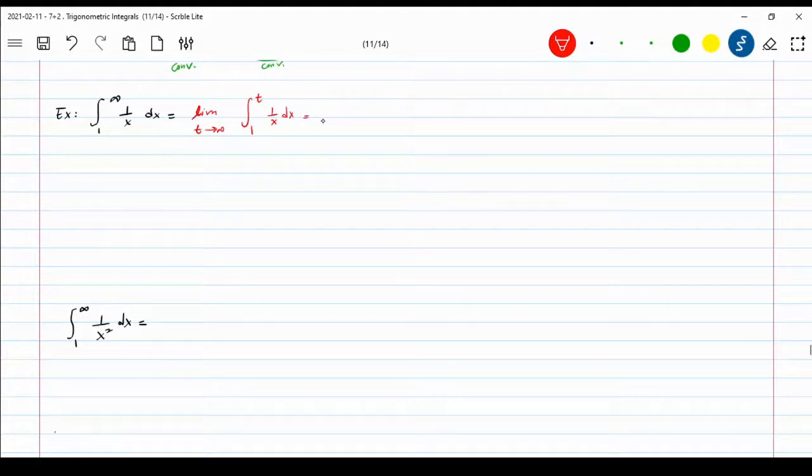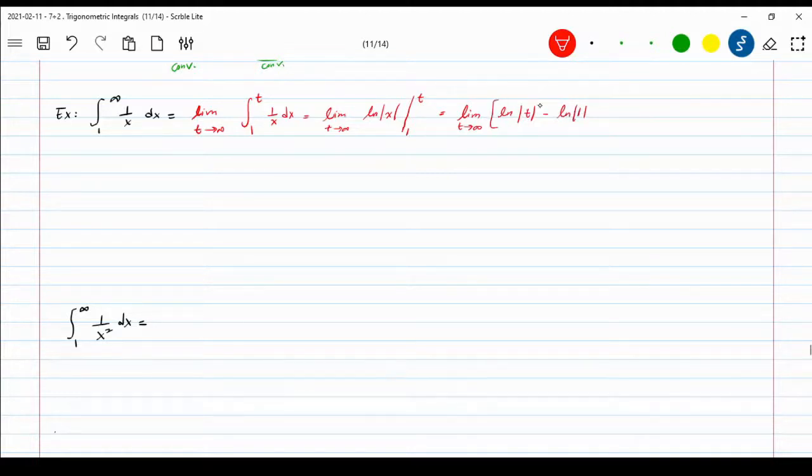Ignore the limit for the moment. It really doesn't matter right now. We just want to calculate the integral. What is the antiderivative of 1 over x? It is ln absolute value of x. Then we evaluate it over the interval from 1 to t. The limit is still there, t to infinity. So we get ln absolute value of t minus ln absolute value of 1.